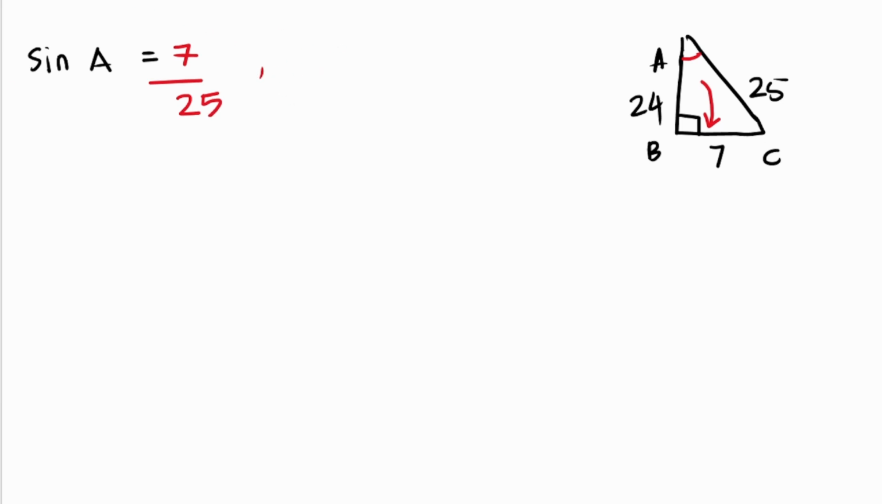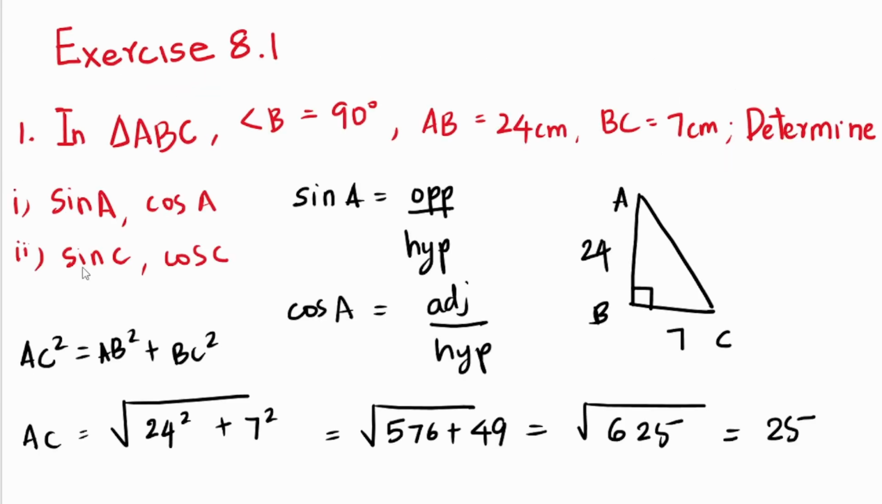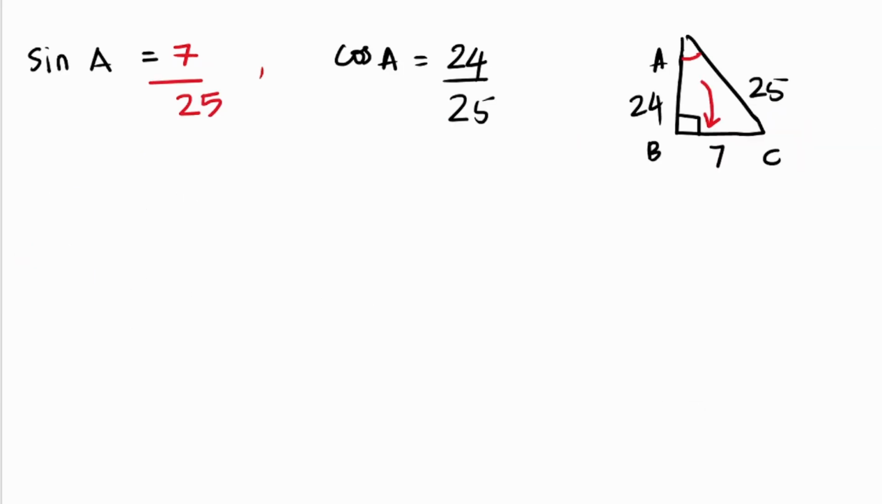Now, the value of cos A is adjacent side by hypotenuse. Adjacent side is 24 by 25. You got the answer for the first part of the question, right? The question is not over. You have one more part, that is the value of sine C and cos C. So we'll find the value of sine C and cos C.